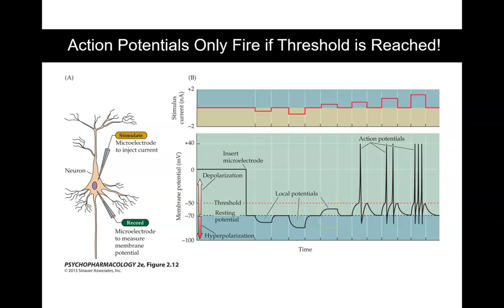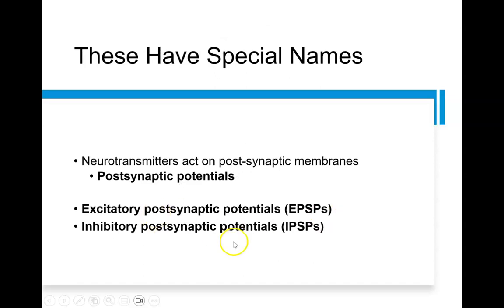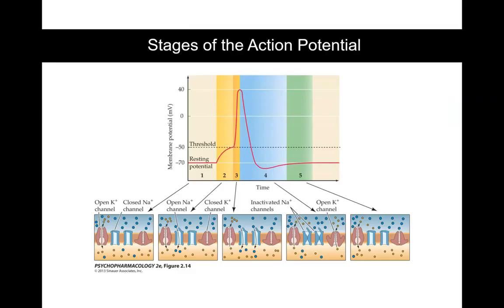Local potentials are related to stimulus strength. If it's excitatory, we're going to get a depolarizing current that can potentially get the cell to reach threshold and thus fire an action potential. We also have those inhibitory postsynaptic potentials, which create hyperpolarizations. So EPSPs create depolarizations, IPSPs create hyperpolarizations.